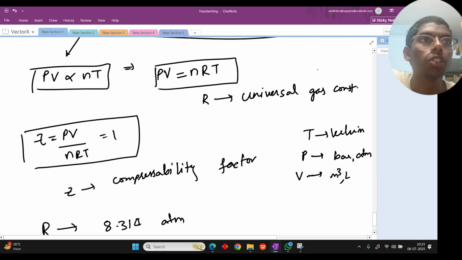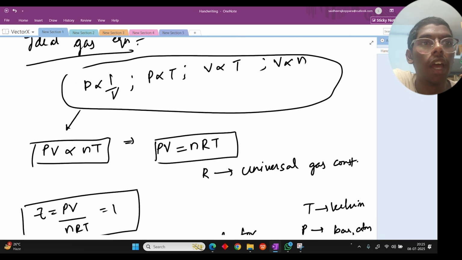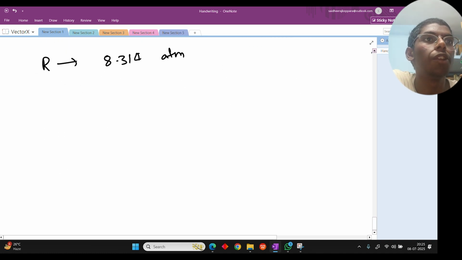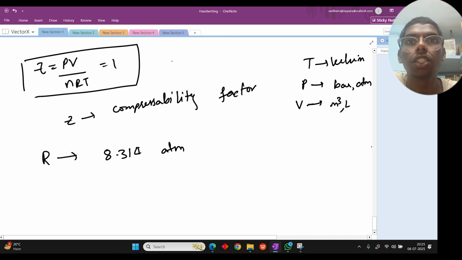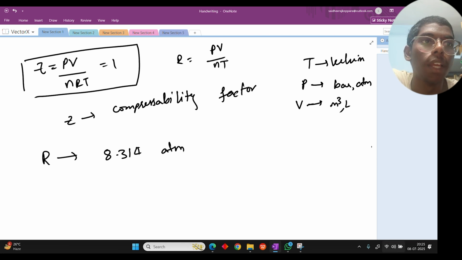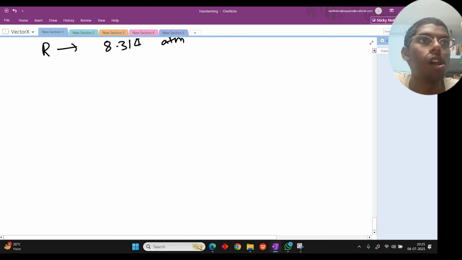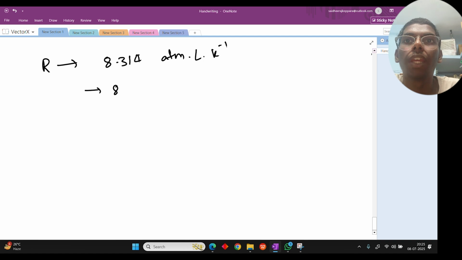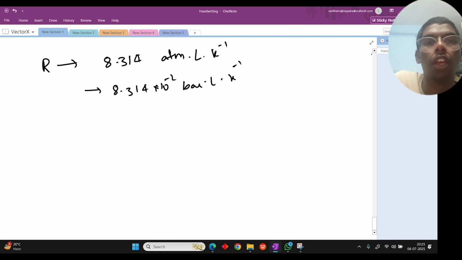The number of moles doesn't have any unit, because as you study in the dimensions chapter in physics, it's given weight by gram molecular weight and both are weights. And what will be the units of R? R is simply PV by nT, that means atmosphere liter Kelvin inverse. Similarly, in terms of bar, it is 8.314 into 10 power minus 2 bar liter Kelvin inverse. There are even some other units. Sometimes the pressure might be given in pascals or torr, something like that.